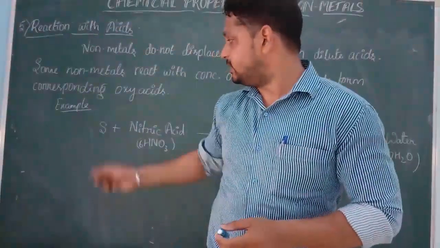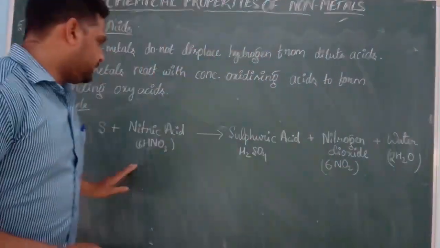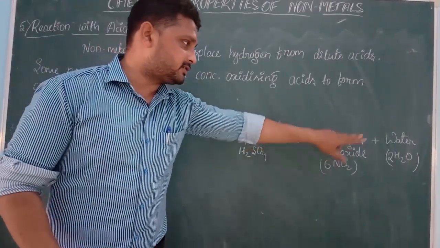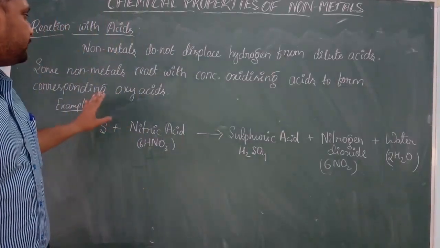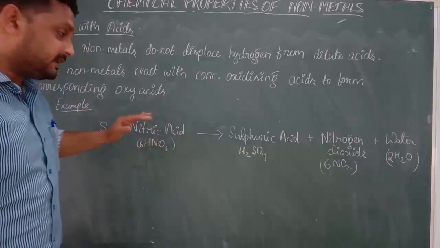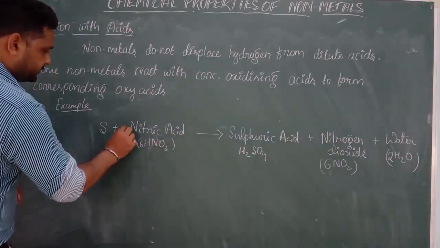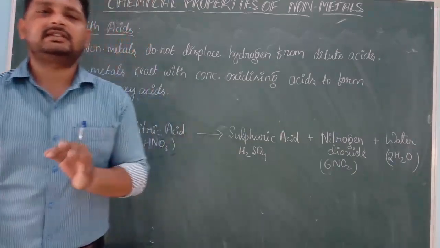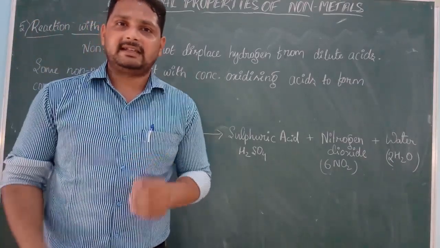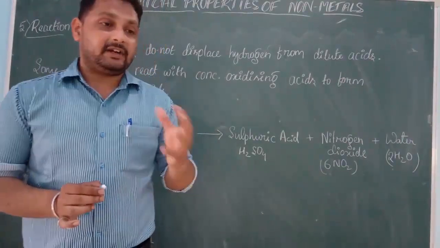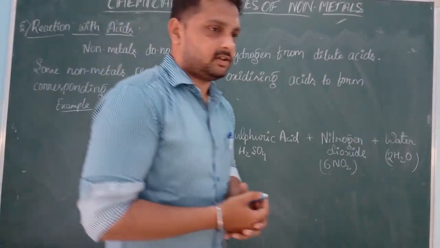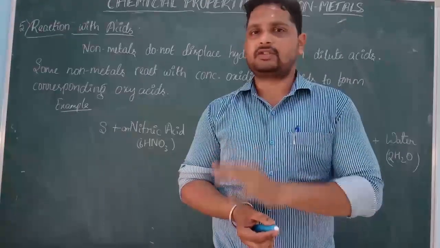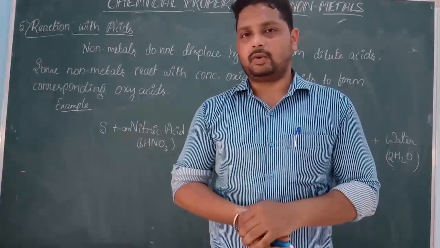For example, sulfur reacts with nitric acid to form sulfuric acid, nitrogen dioxide, and water. So they form the corresponding oxyacids when they react with a concentrated oxidizing acid. This is how nonmetals react with acids, and these are the different chemical properties of nonmetals. If you want to note the properties, you can pause the video and note them down.